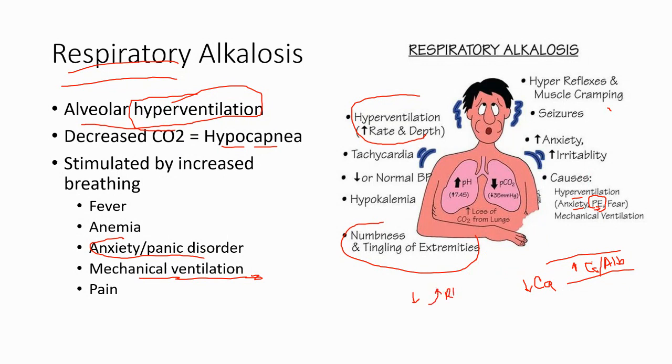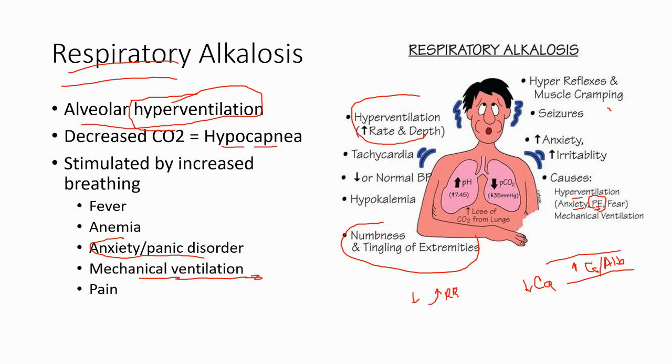We want to get more oxygen in our body, right? And they can tend to hyperventilate. So very early signs of respiratory failure: we see an increased respiratory rate and we see a respiratory alkalosis.